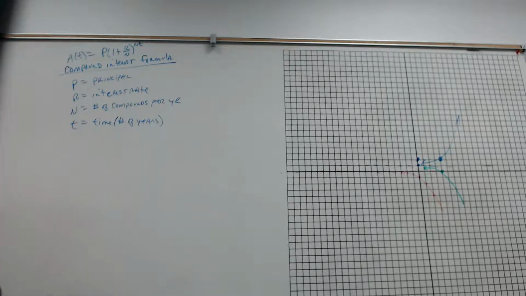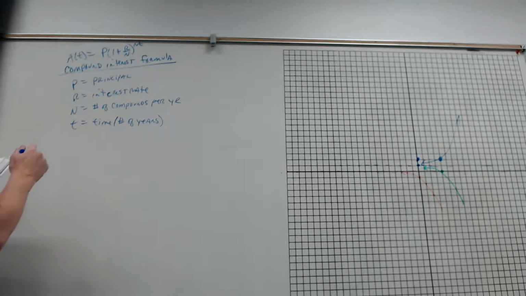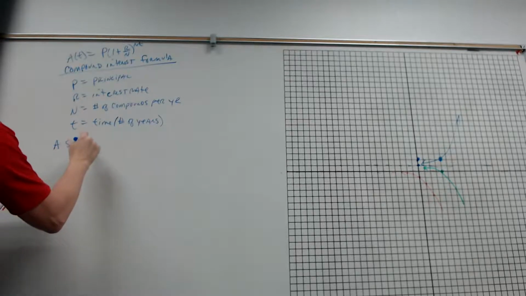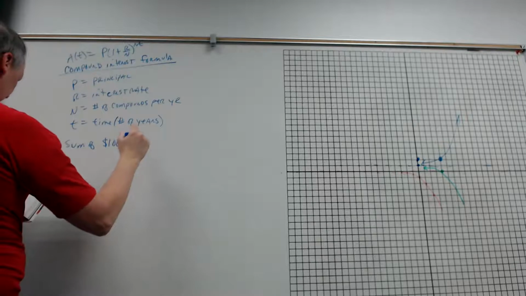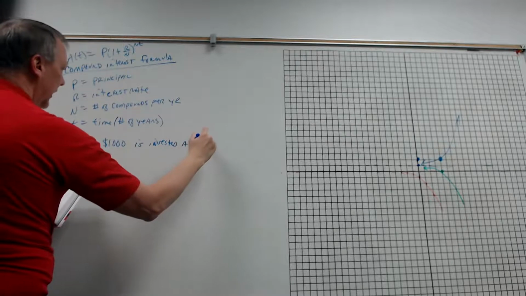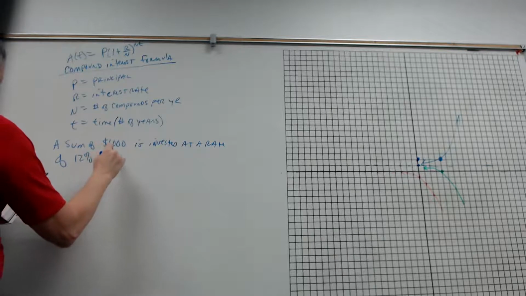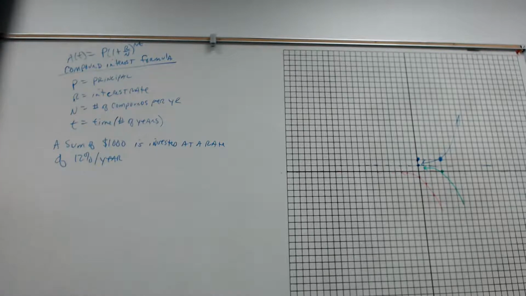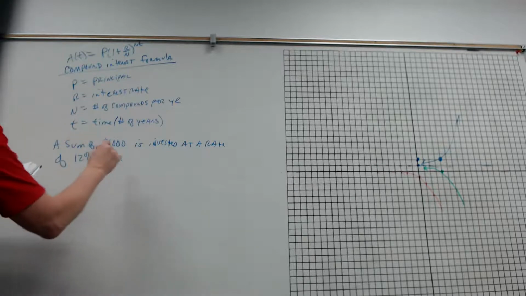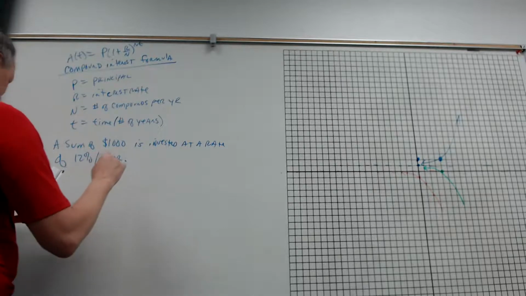So, let's see here. What if I said a sum of $1,000 is invested at a rate of 12% per year. Okay, this was back in the 1980s. It's certainly not now because your interest rates now are close to, I think 3% is the best you'll see now. But this was in the 80s when they had high interest rates.